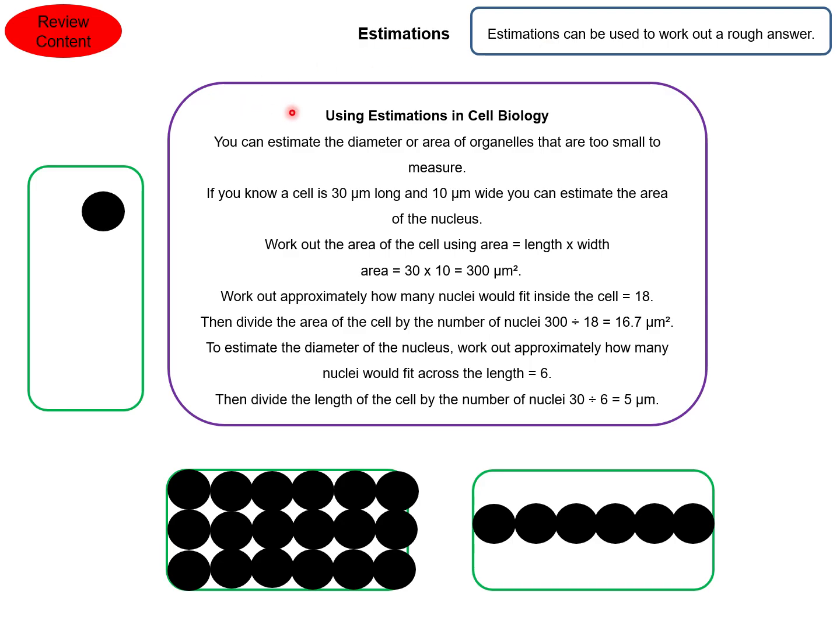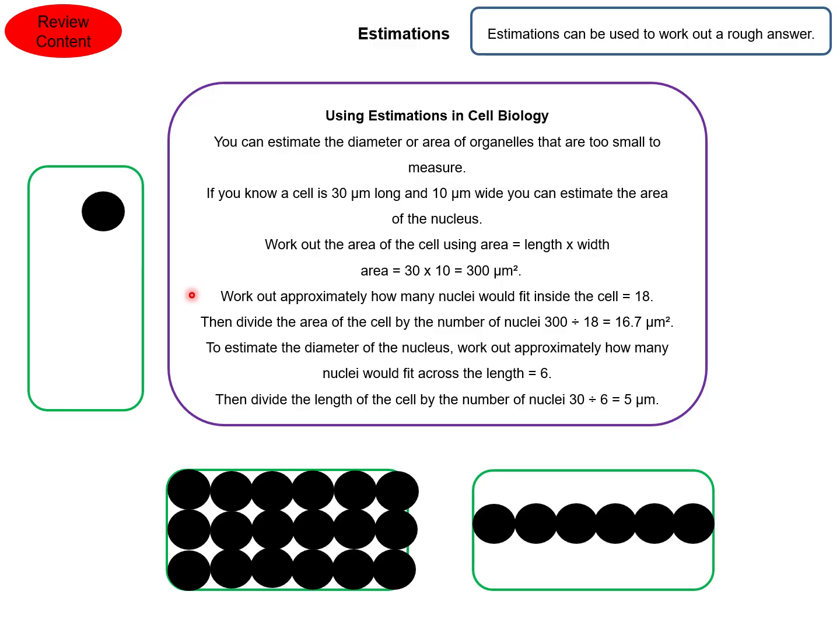Using estimations in cell biology, you can estimate the diameter or area of organelles that are too small to measure. If you know a cell is 30 micrometers long and 10 micrometers wide, you can estimate the area of the nucleus. Work out the area of the cell using area equals length times width. Area equals 30 times 10, which equals 300 micrometers squared.